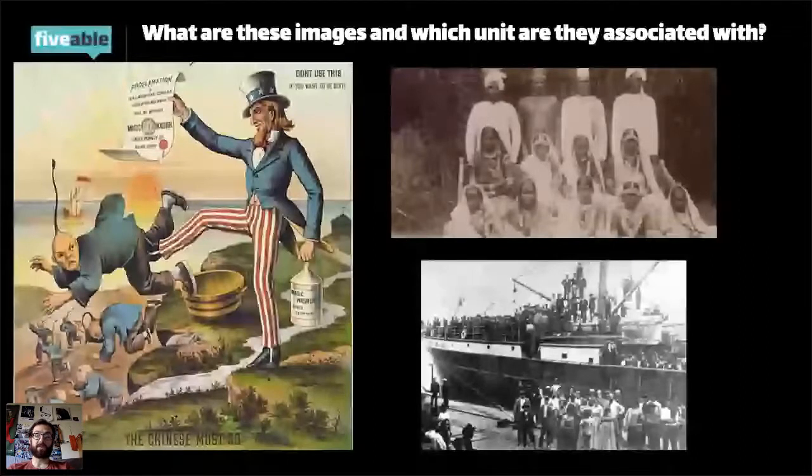Yeah, there's some elements of the white man's burden in there, yeah. Industrialization. Yeah, no, that's true. Migration, yeah.